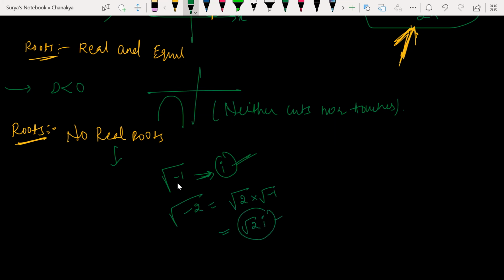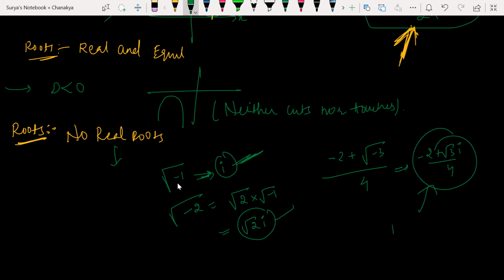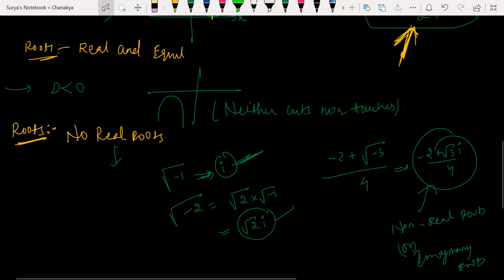i. Okay? Now look, I have -2 plus, I have -3 by 4. Then what kind of root is this now? -2 plus √3i by 4. Yes, this is my non-real root. Okay, sir. This is my non-real root. Or I would say this is an imaginary root. Imaginary roots. I'm writing somewhat fast. This is called imaginary roots.